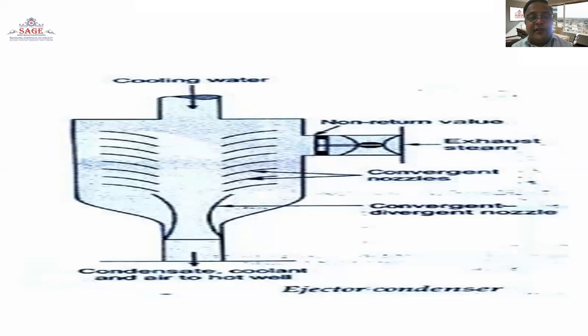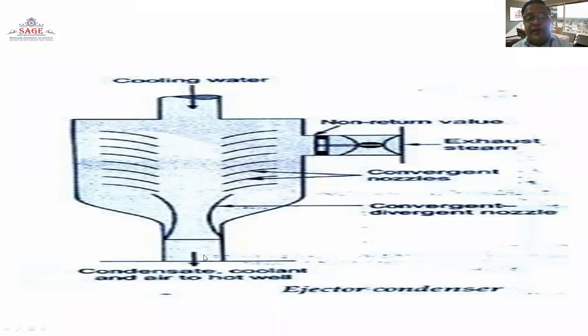This is the ejector condenser where the cooling water is supplied from this side, and after that it passes through these convergent type nozzles, and the non-return valve where the extraction of air takes place, and then the convergent divergent nozzle. First it passes through the convergent nozzle, where its pressure energy decreases and kinetic energy increases. After that, to further improve the kinetic energy, we use convergent divergent type nozzles here, and the condensate is collected at the bottom and side.